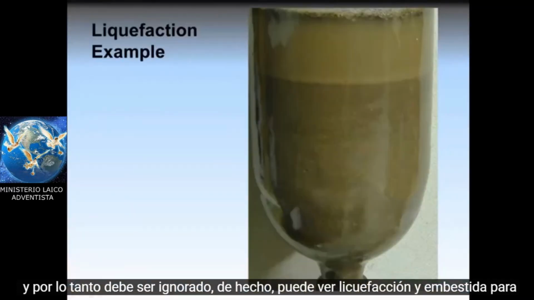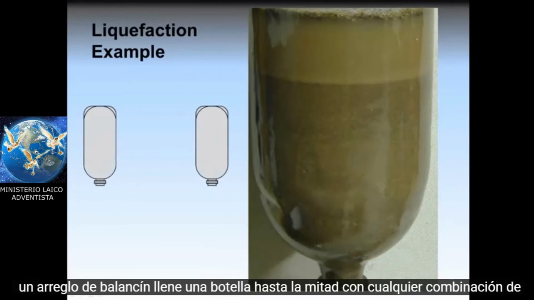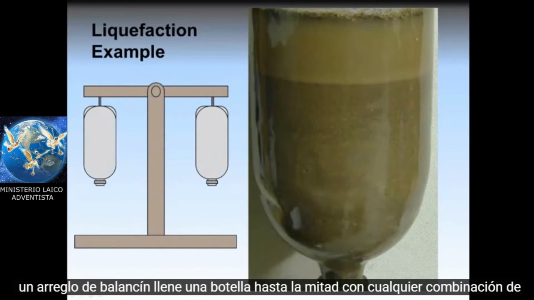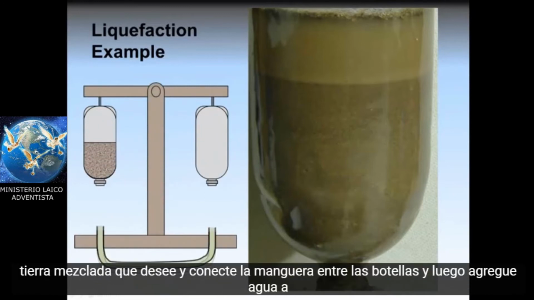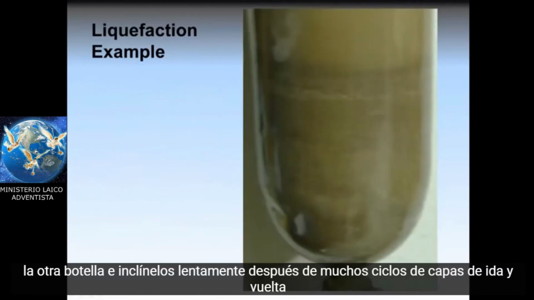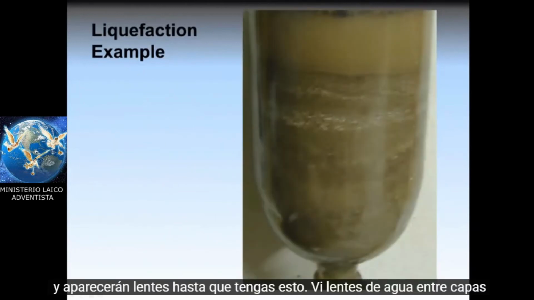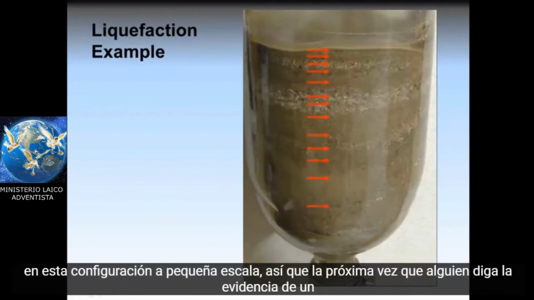In fact, you can see liquefaction and lensing for yourself by experiment. Get a couple of 2-liter plastic bottles and fix them to a teeter-totter arrangement. Fill one bottle halfway with any combination of mixed soil you wish and connect the hose between the bottles. Then add water to the other bottle and slowly tip them. After many back and forth cycles, layers and lensing will appear, until you have this. I saw water lensing between layers in this small-scale setup as well.